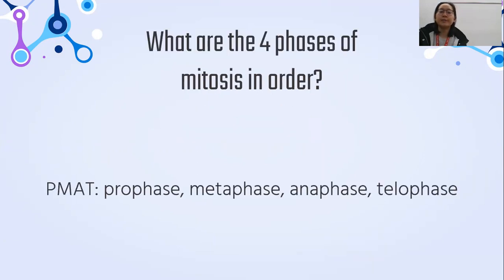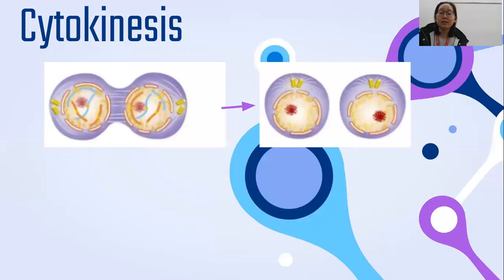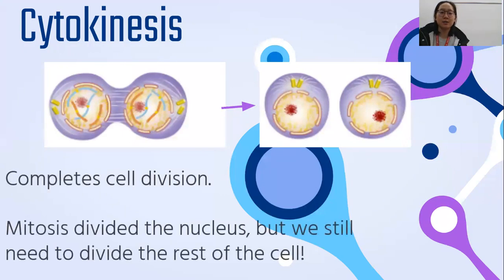Your answer should be PMAT, right? PMAT is really helpful here because it gives you the order of prophase, metaphase, anaphase, and then telophase. Now, cytokinesis happens after mitosis. And cytokinesis is where, now that you have 2 nuclei, they are going to get split into 2 new cells. The physical separation of the cytoplasm completes cell division in cytokinesis.